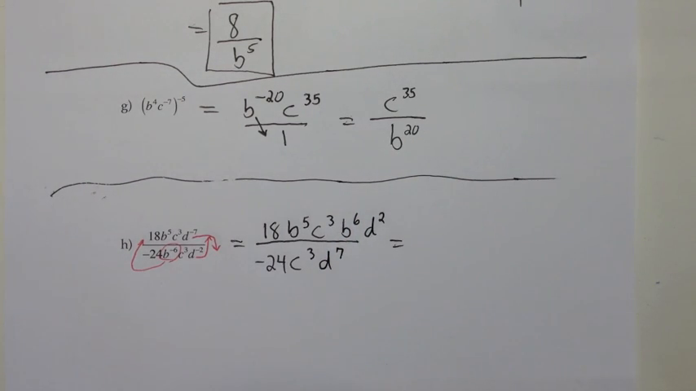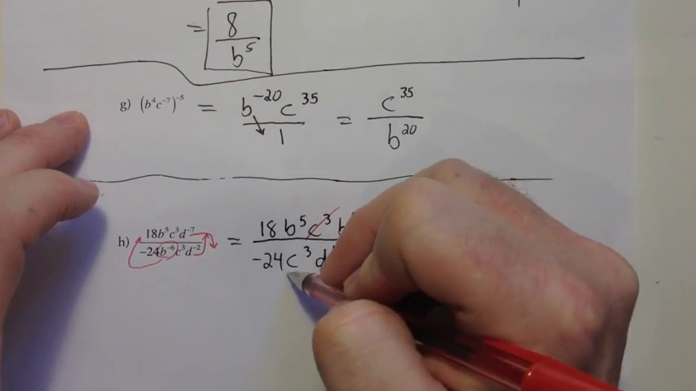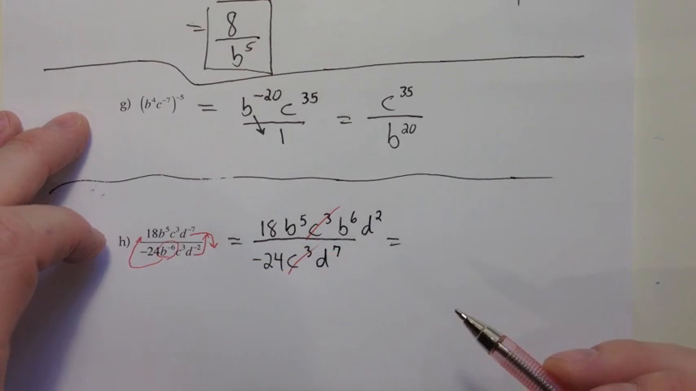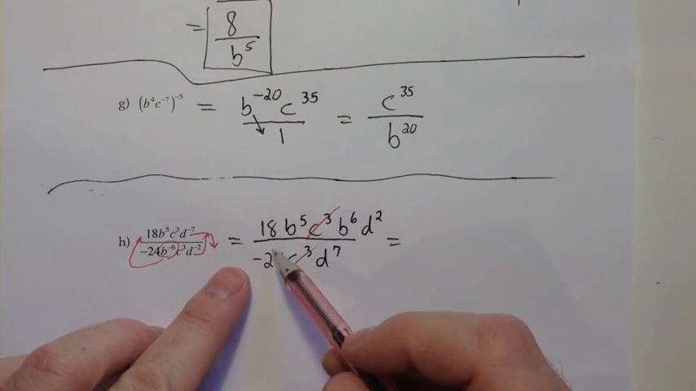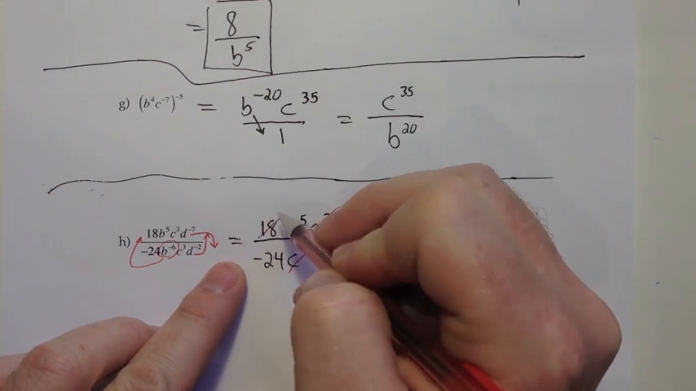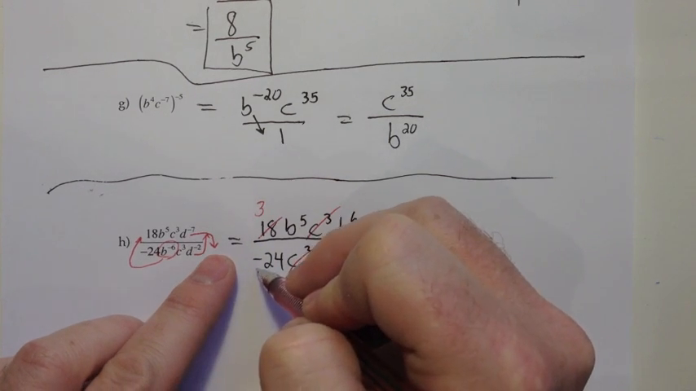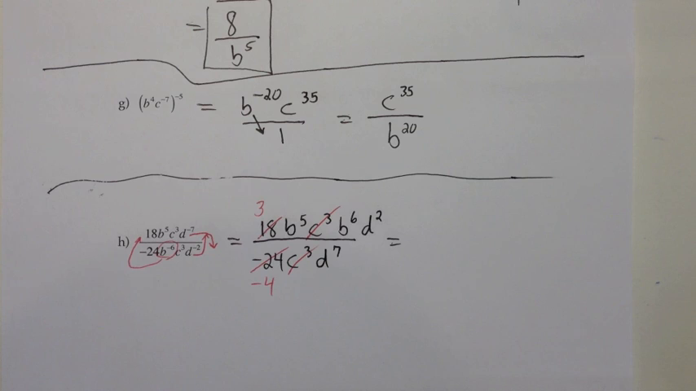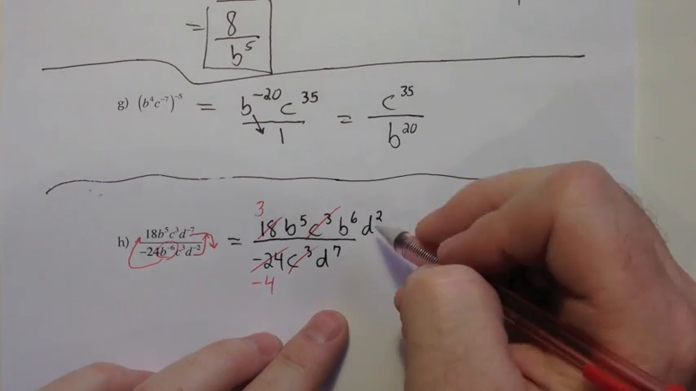So all the negative exponents are gone at this point, so I'm going to just start simplifying. Some of the things I see right away, this c to the third could cancel that c to the third. Could have even done that at the original if I had noticed it a little sooner. Both of these numbers are divisible by 6. 6 goes into 18 3 times, and it goes into negative 24 negative 4 times. And then some other stuff I could cancel.